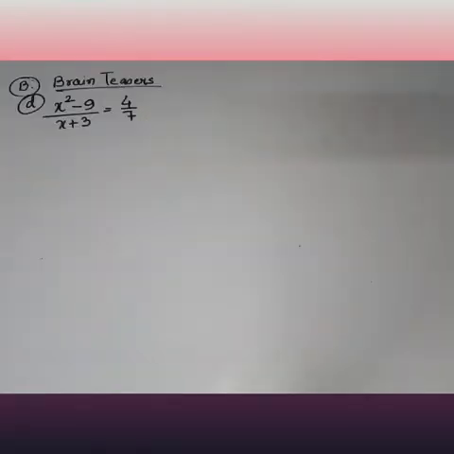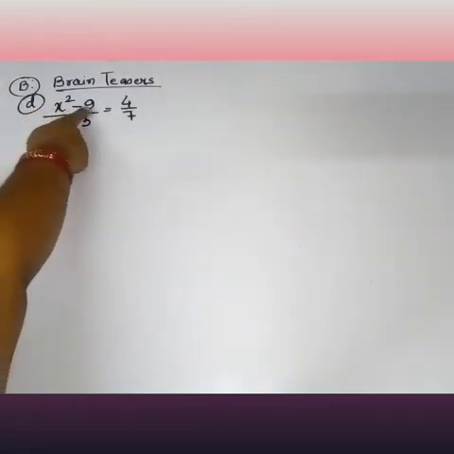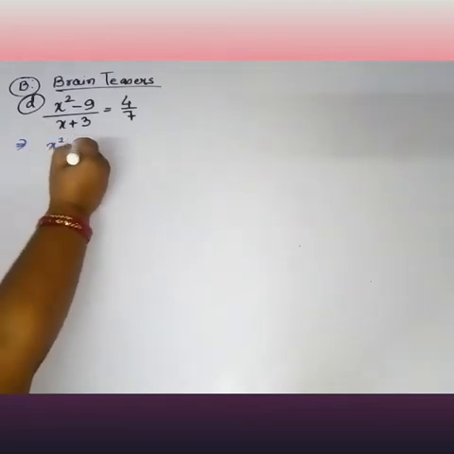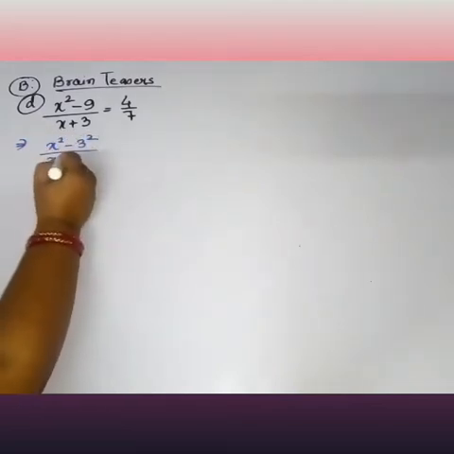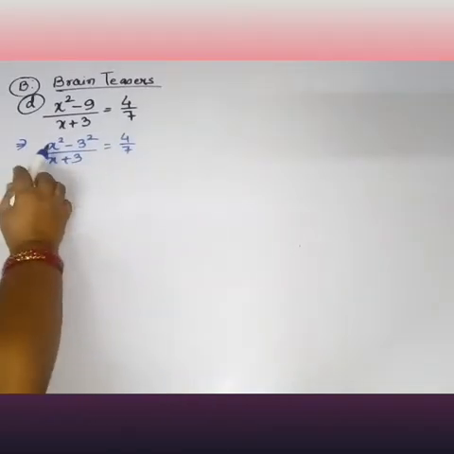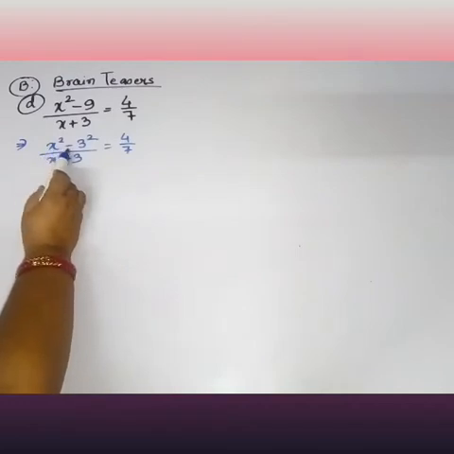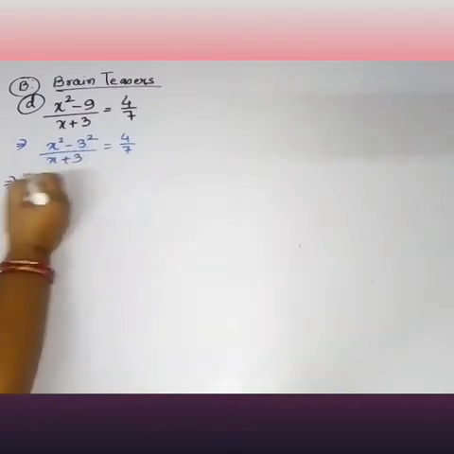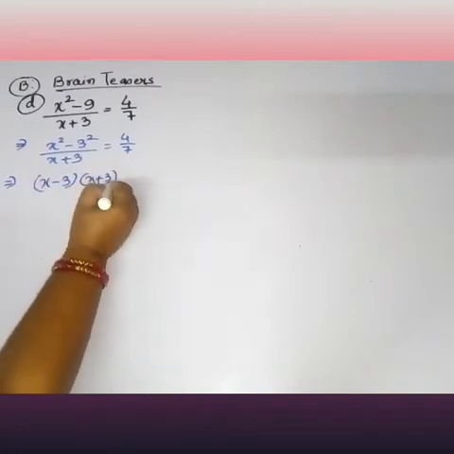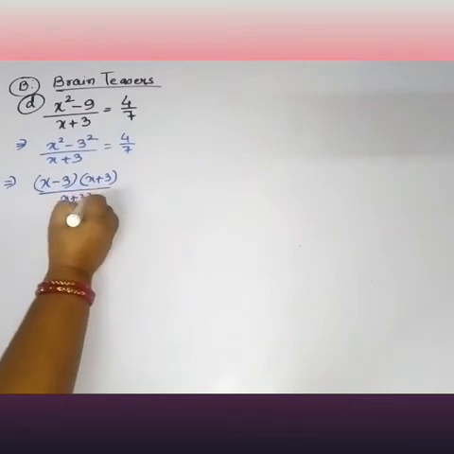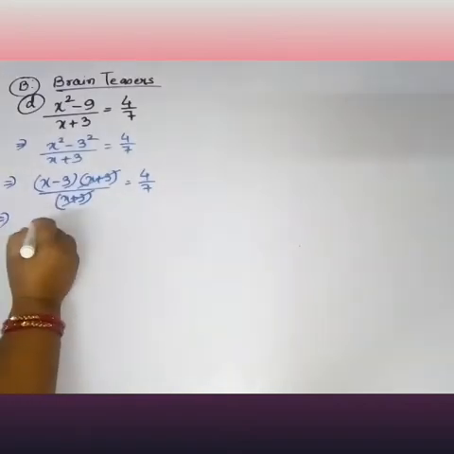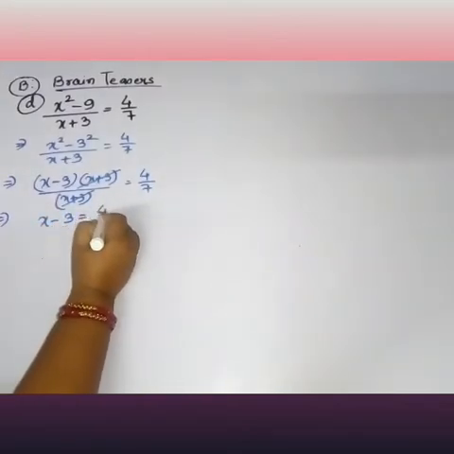See this one. Now this is x square minus 9. So I can write this as x square minus 3 square by x plus 3. This is equals to 4 by 7. Now this is an identity. The identity is a square minus b square. So I am going to use the identity here, a minus b and a plus b. Now let's cancel these two. We will get here x minus 3 is equals to 4 by 7.